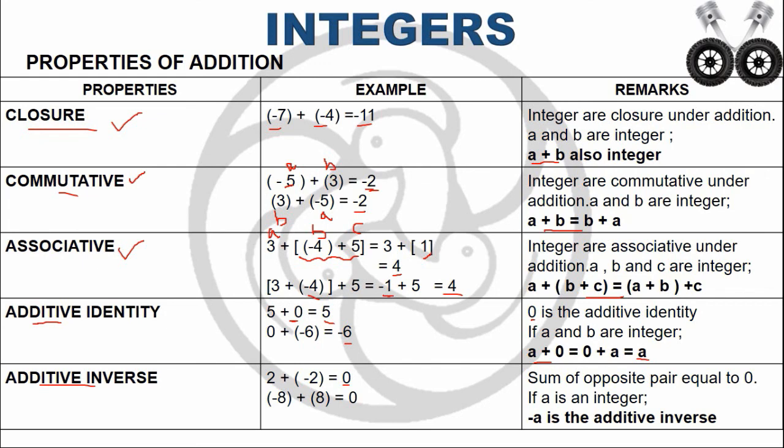So in general I can say, if a is an integer, what is the additive inverse? That is, I have to put the negative sign. If it is a positive sign, I have to put the negative sign. So the additive inverse is minus a. If minus a is an integer, then what is the additive inverse? The additive inverse is a plus a.